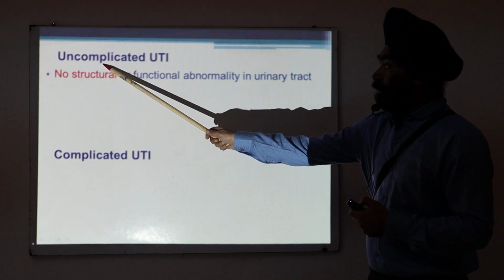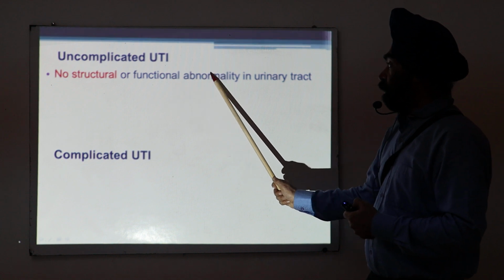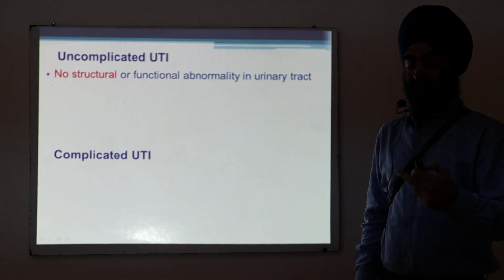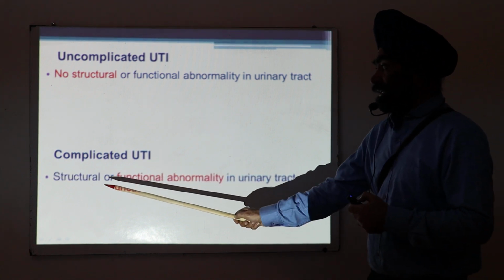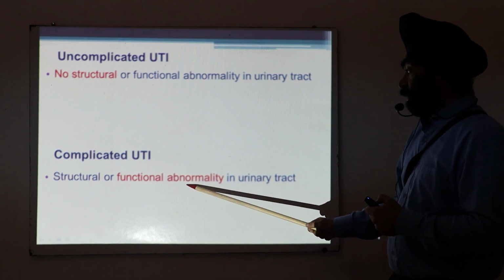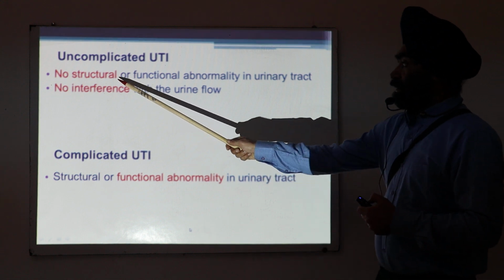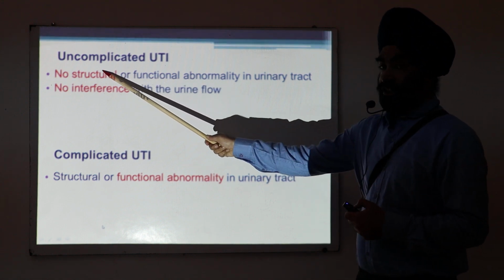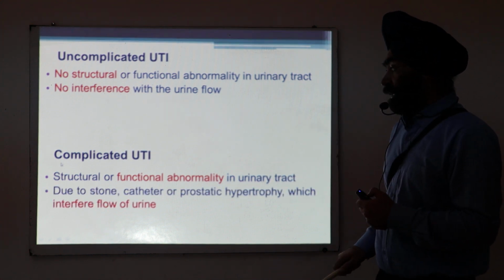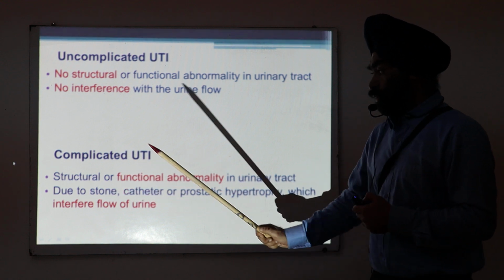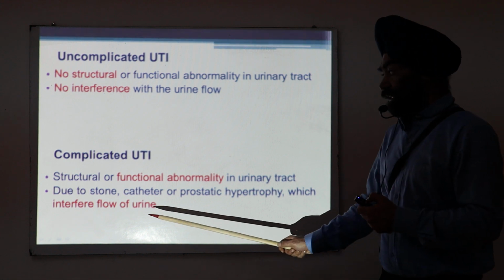Now when we say uncomplicated UTI, there is no structural or functional abnormality in the urinary tract. That means the urinary tract is normal, with no structural or functional alteration. But in the complicated UTI, there is a structural or functional abnormality in the urinary tract. Second thing, because there is no abnormality in the function of the structure, there is no interference with the urine flow. Urine flow is normal. But in the complicated condition, either there is some stone, there is some catheter, or there is prostatic hypertrophy, which interferes with the flow of the urine.